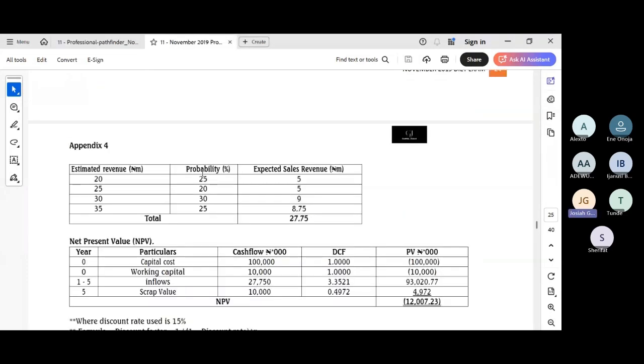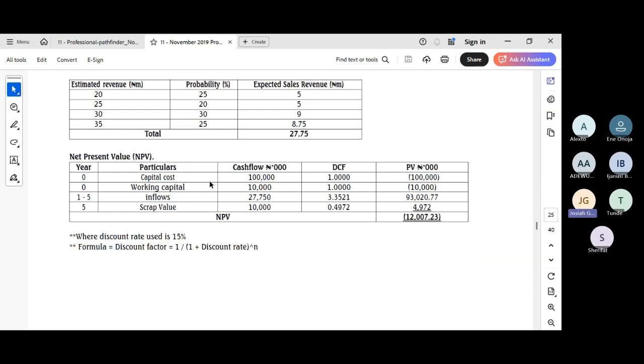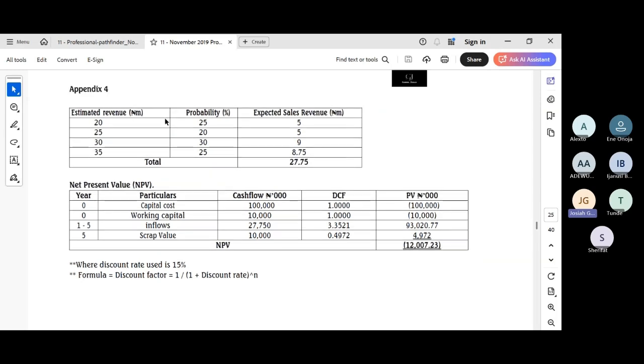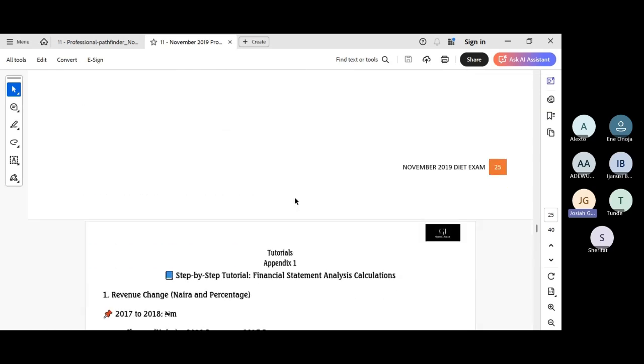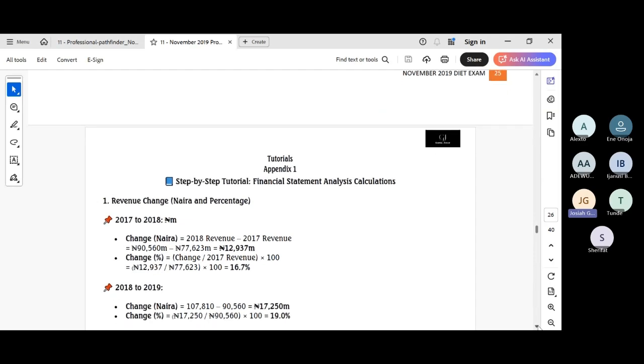So the computations in Appendix 4 speak to what we need to write in Requirement 2. So we have our estimated revenue, and we have our total estimated revenue based on the probability provided to us. Then we do our NPV calculation based on the cost of capital provided, which is quite simple in my opinion. So now these are the tutorials, and this is where I want you to concentrate, because as you are practicing, you need to look at the step-by-step way of how the figures were generated.